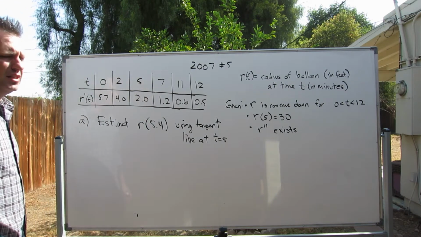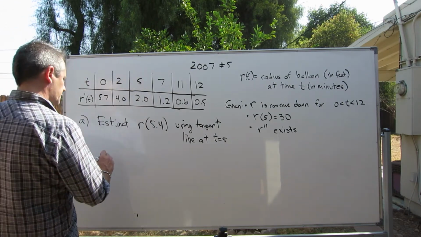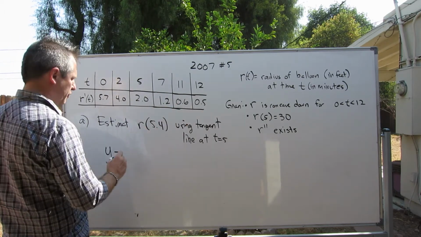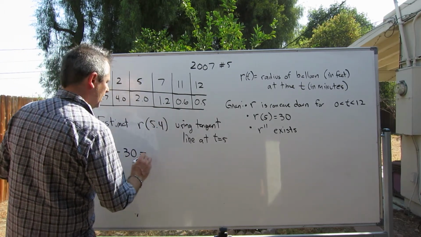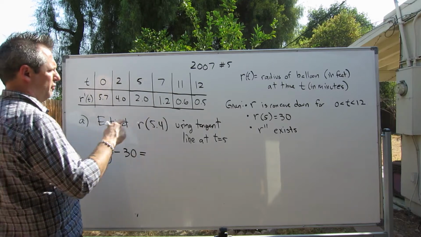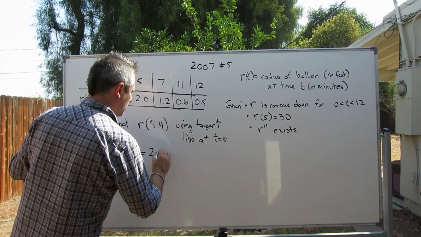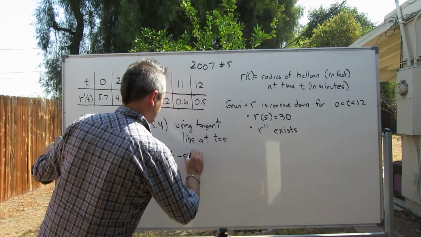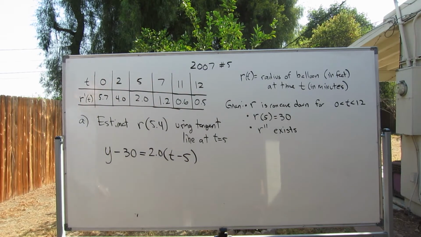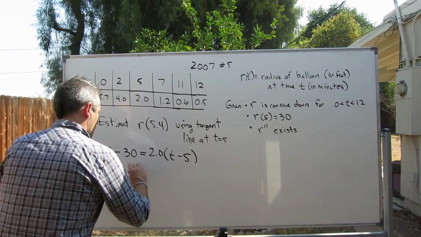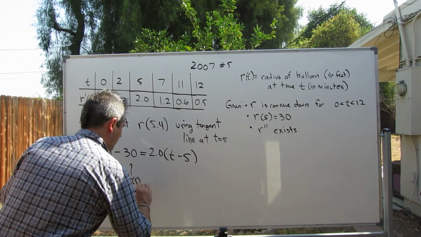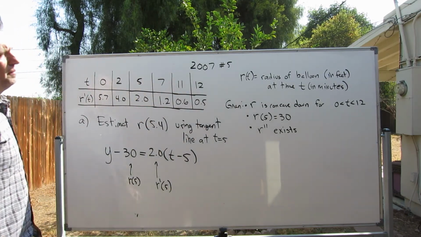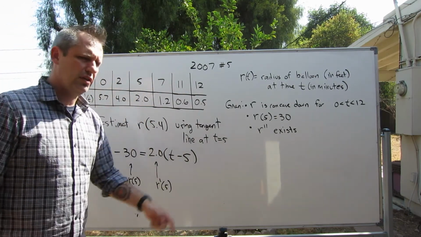So the equation of the tangent line is y minus r of 5, which is 30, equals r prime of 5, which is 2.0, times t minus 5. So again, this is just r of 5 that's going here, and this is r prime of 5 that's going here. And this is the equation of the tangent line.